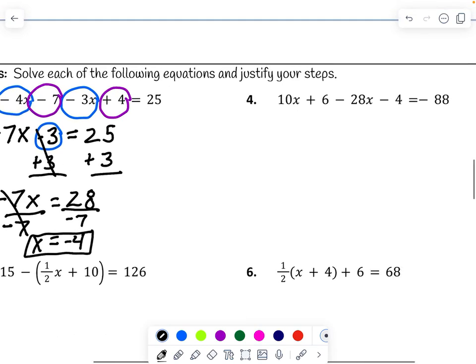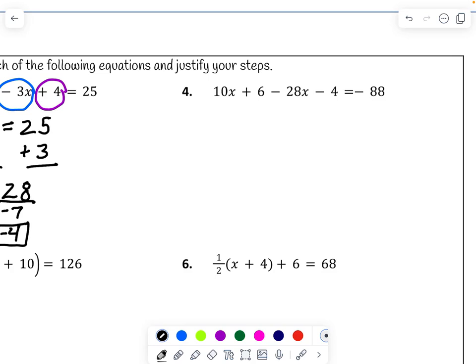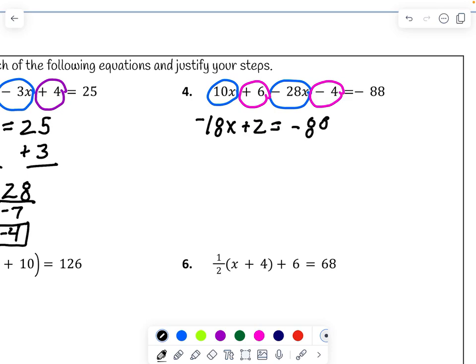Just like that. Okay? Let's do another one with combined like terms. So remember, when you're combining like terms, you're either going to look at the left side or the right side. But you're not going to cross them back and forth when you're combining like terms. That's only for inverse operations. So let's look at the left side. Well, I have 2 like terms there, and I have 2 like terms there. So combine your like terms. It makes it a lot simpler to solve. I'm going to have a negative 18x plus 2 equals negative 88.